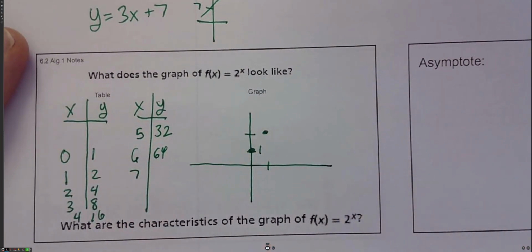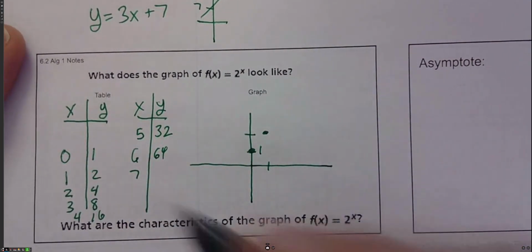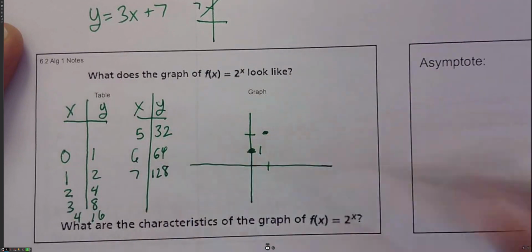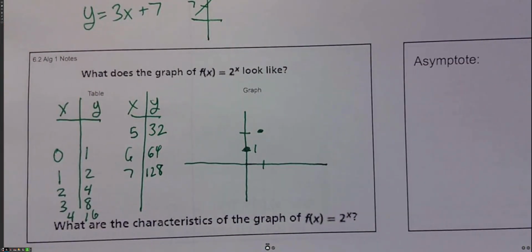7 is 128. Have you ever heard the term that it's growing exponentially? What does that mean? It's not rise over run for sure. It's starting to go up really fast. It grows really fast.